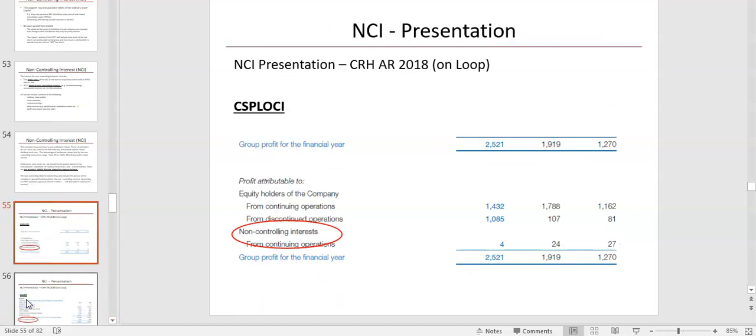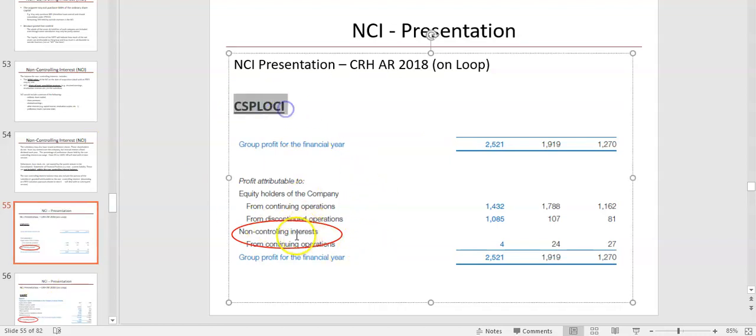So just showing you how the NCI is presented. We're taking this from the CRH annual report, which is up on Loop. It'll be a single line in the consolidated statement of profit or loss, profit attributable to NCI. So you split the total profit for the group between the parent, which is often known as the equity holders of the company, and the NCI. So the NCI is entitled to its share of profits.